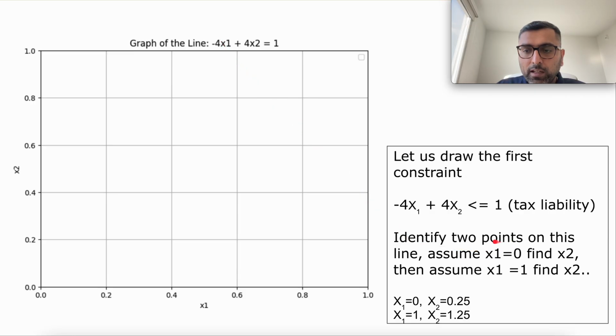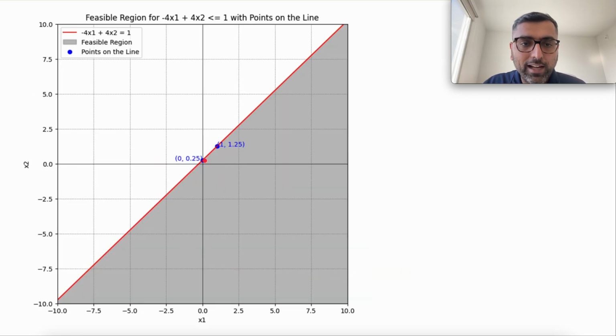By just assuming two different values of x1, which are 0 and 1, we can get two different values of x2. So now we have 2 points, (0, 0.25) and (1, 1.25). When we have 2 points, we can easily draw a line. So we have this line here, this is (0, 0), this is (0, 0.25), and then (1, 1.25). We connect these 2 points and draw this entire red line. That's the equation of the line, which is minus 4x1 plus 4x2 equals 1.